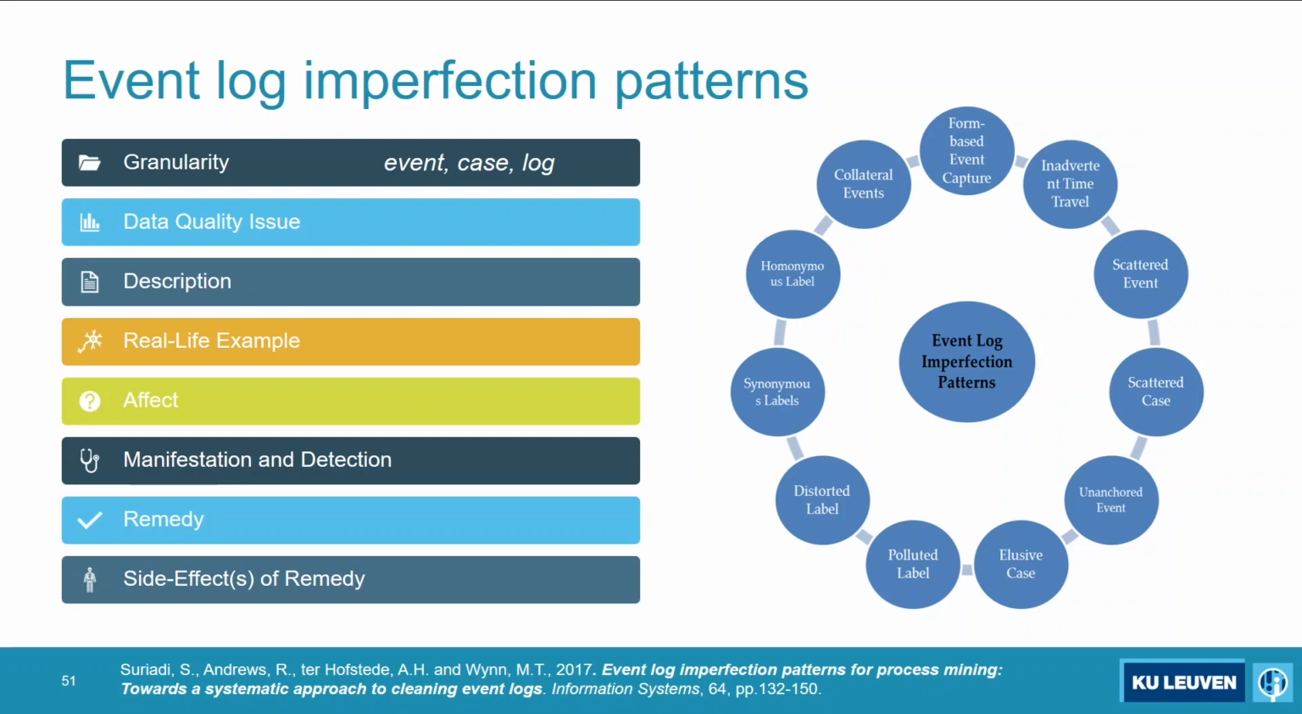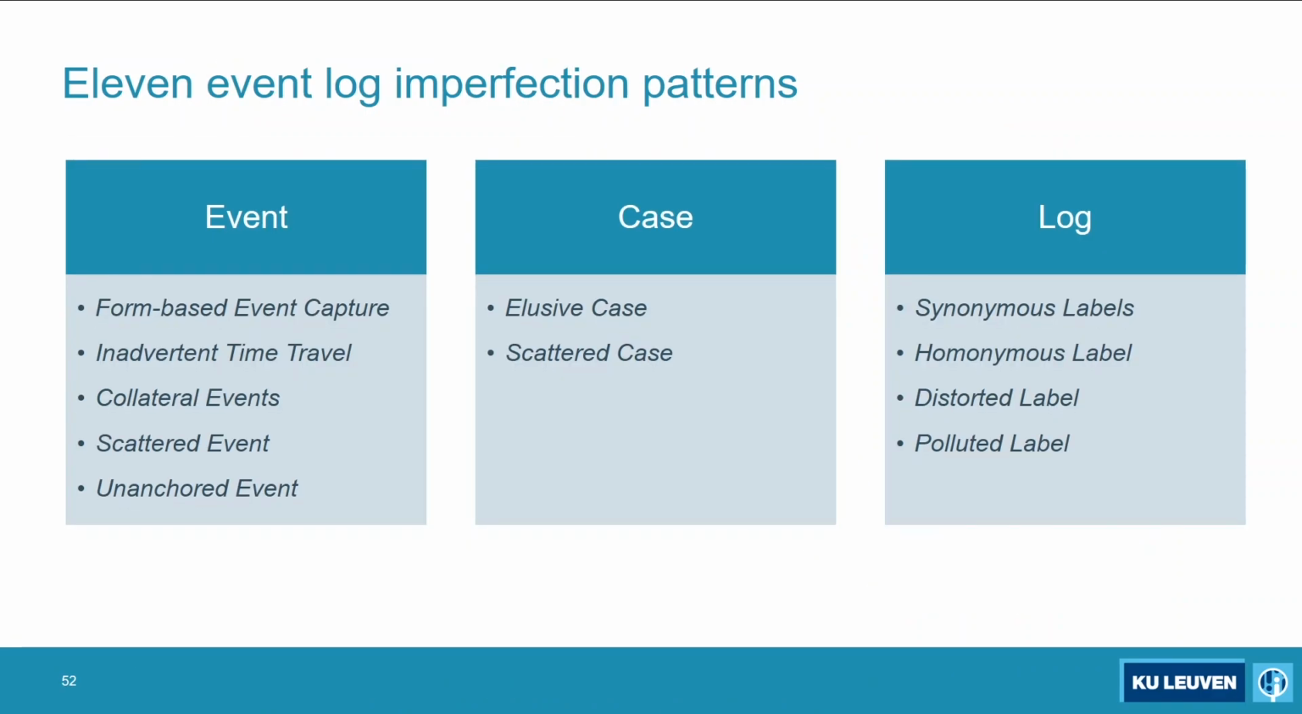So here you see them plotted. These are the 11 imperfection patterns, 5 at event level, case level, and log level. I suggest that if you want a more in-depth look into it, you have a look at the paper.